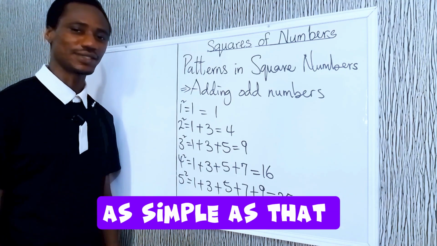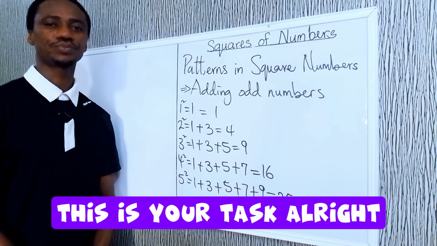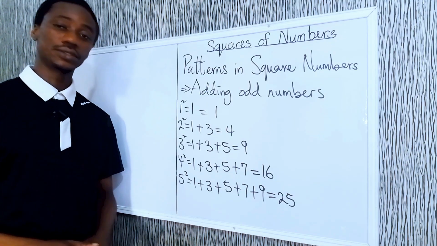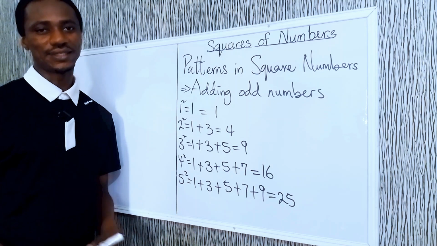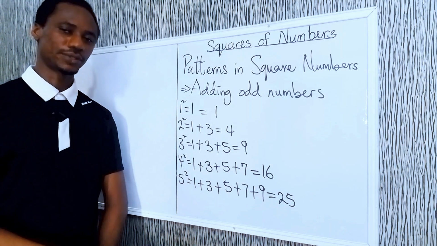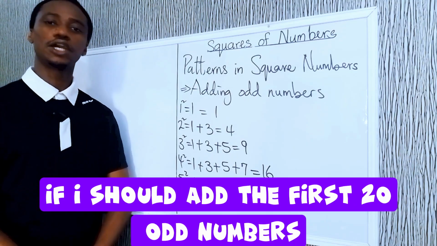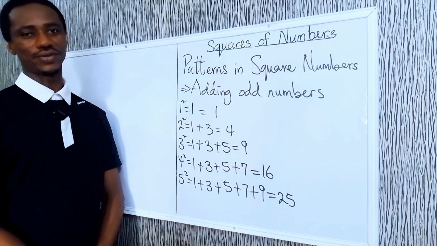As simple as that. Now this is your task. I want you to tell me what I will get if I add the first 20 odd numbers. What will be the answer if I add the first 20 odd numbers? And tell me how that relates to squares.